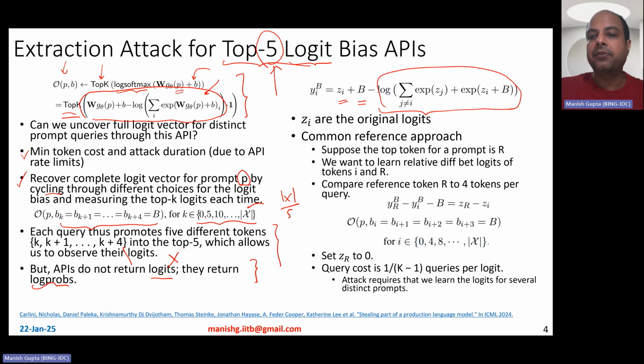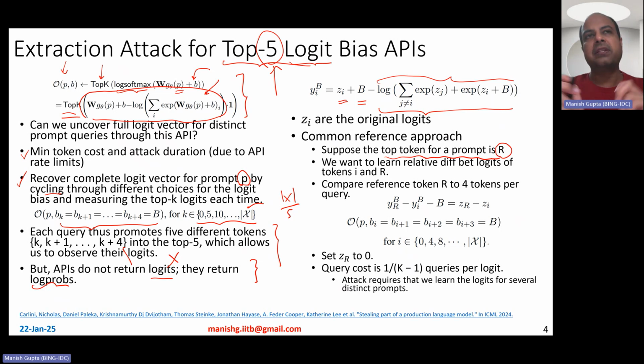The way to handle that is to have some sort of a common reference via which this term can get cancelled out. So the idea is that let's take the top token for a prompt, and let's say the top token is R. If you give a prompt, the LLM will have the highest probability of generating some token, so let's call it R. Now you want to learn the relative difference between the logits of any random token i and the token R.